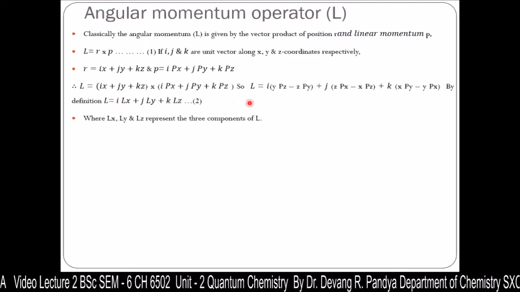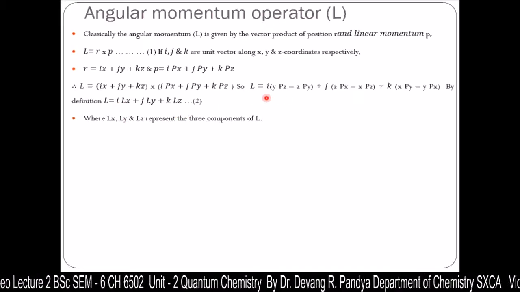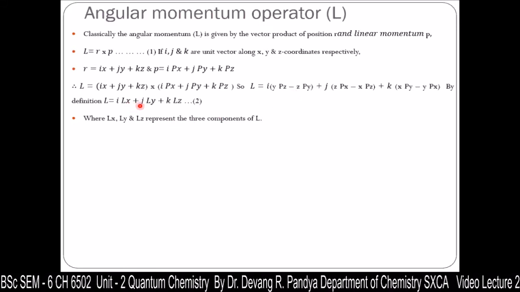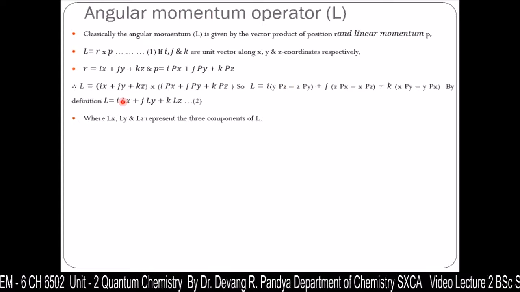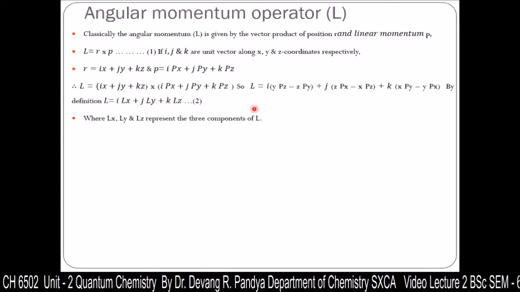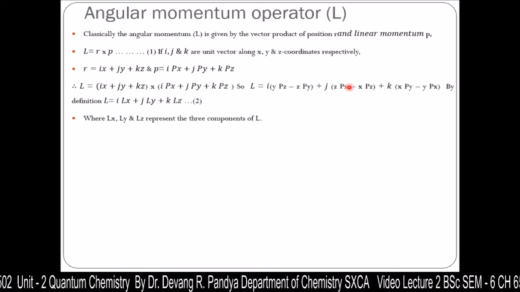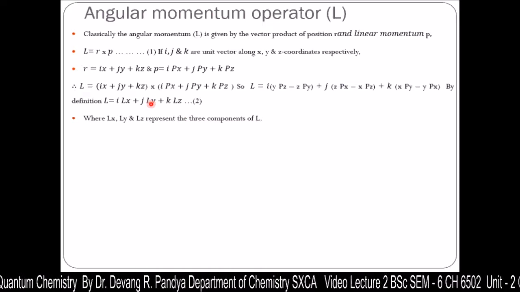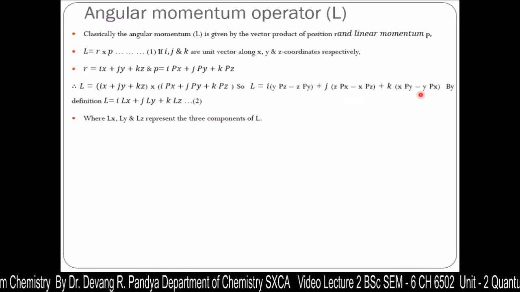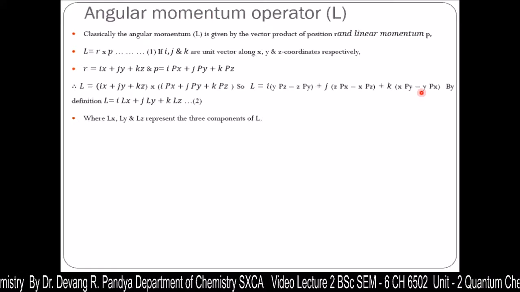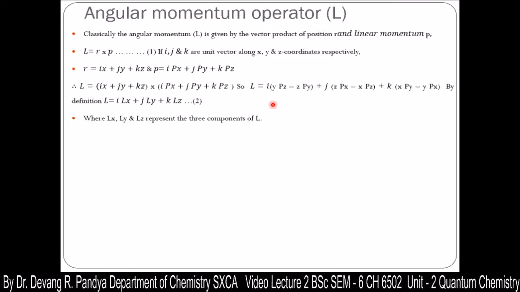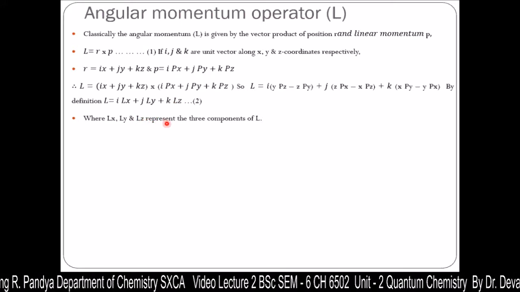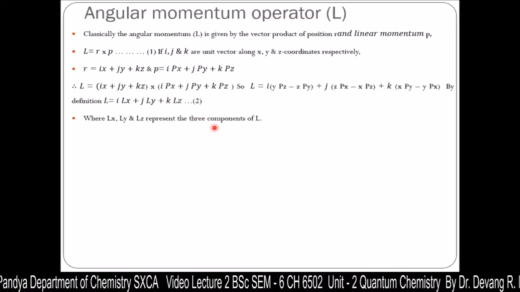That means this Lx, which has the value ypz minus zpy, represents the angular momentum on the x-axis. Similarly, Ly, which has value zpx minus xpz, is the angular momentum value on the y-axis, and this Lz, represented as xpy minus ypx, is the angular momentum value on the z-axis. So Lx, Ly and Lz represent the three components of L.